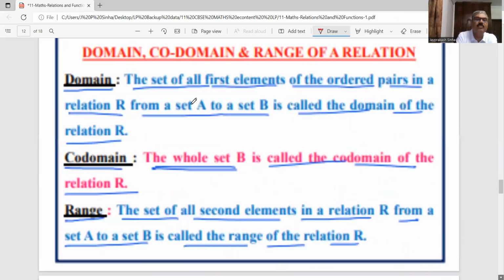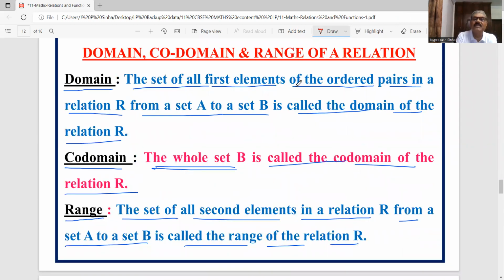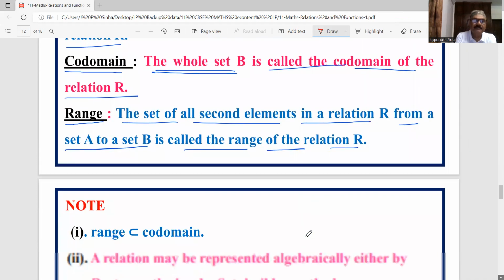See here, what is the domain? The set of all first elements of the ordered pairs in a relation R from a set A to a set B is called the domain of the relation R. What is the range? The set of all second elements in a relation R from a set A to a set B is called the range of the relation R. What is codomain? The whole set B is called the codomain of relation R. Now we'll see it from one example.